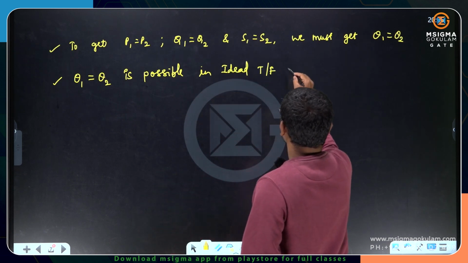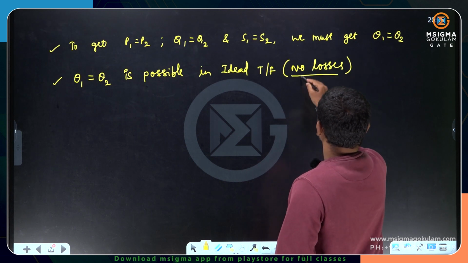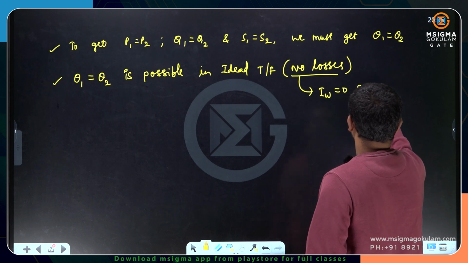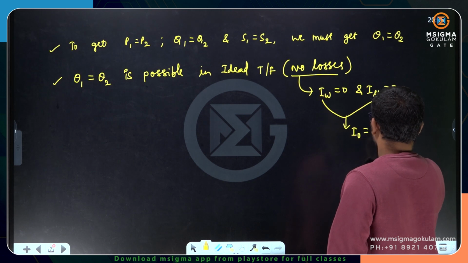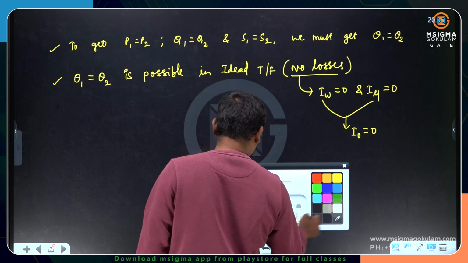In an ideal transformer, no losses means the working component of current is 0 and the magnetizing component of current is also 0. If both are 0, the no load current is 0. Now how will the phasor diagram look? You see the phasor diagram and how it looks.